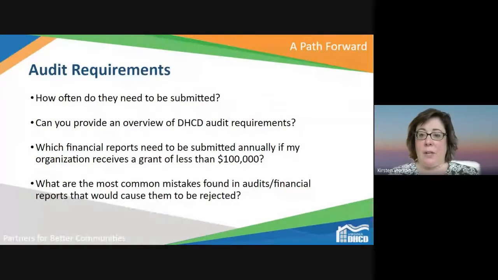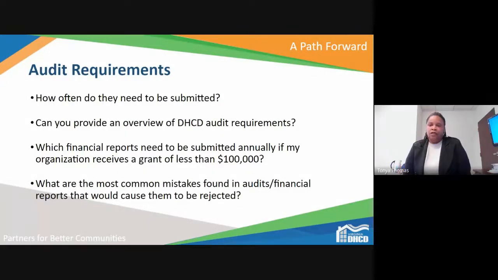Great, thanks for that clarification. Kathy said that the deadlines for her grantees have been those dates, so she appreciates the clarification. Which financial reports need to be submitted annually if my organization receives a grant of less than $100,000? So that would be your income statement, balance sheet, and statement of cash flows.